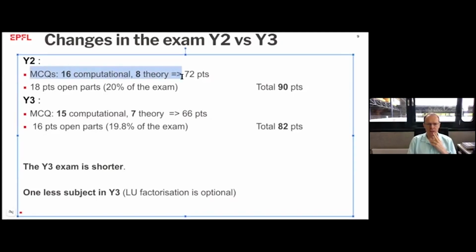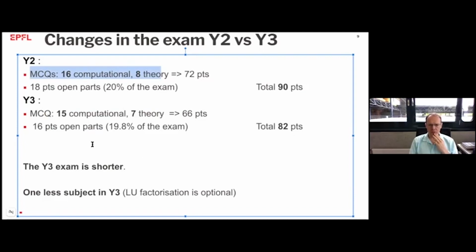So this first line is the common part of the exam, and we had 16 plus 8 multiple choice questions in year 2, and then in the so-called open part, a question where the students have actually to develop their answer, for a total of 20% of the exam for 90 points. And then in year 3, we reduced by one, not many, one computational question and one theoretical question in the multiple choice. And then consequently, we reduced a little bit also the specific part of the teacher. So again, this is the common part, and we will analyze the results in this common part.